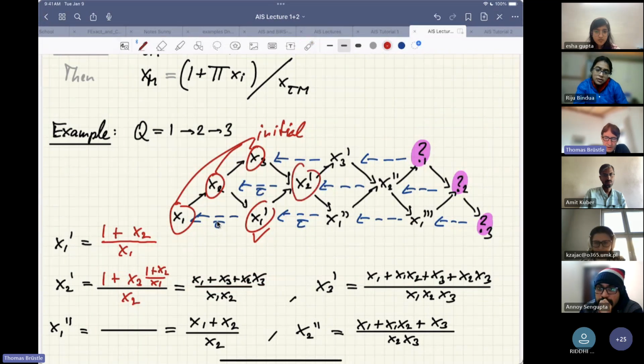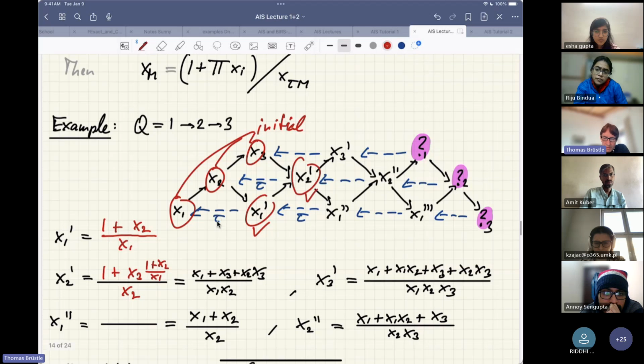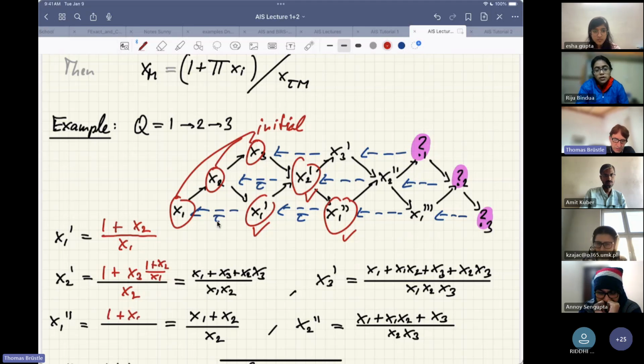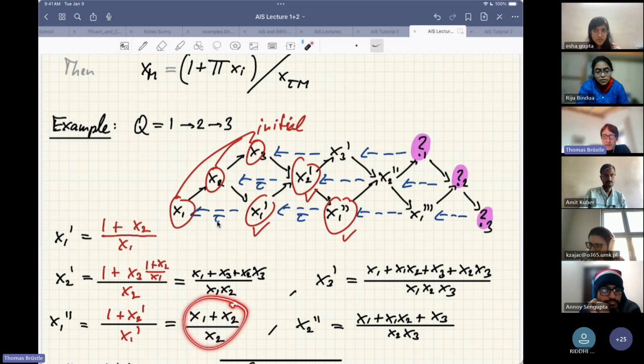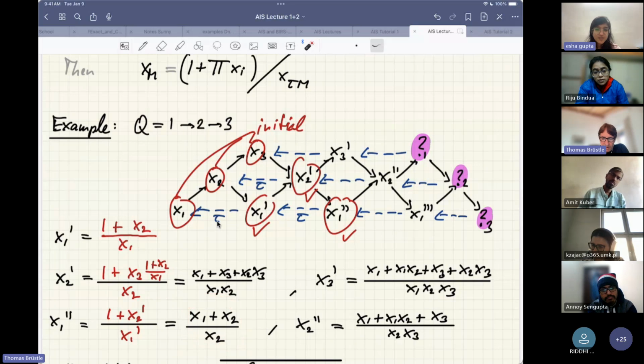So we computed this one. Next step, we would compute x1 double prime. X1 double prime, you can fill in the details. X1 double prime will be 1 plus x2 prime divided by x1 prime. And if you simplify, you get this expression. You can do the calculation yourself. That works out, okay?